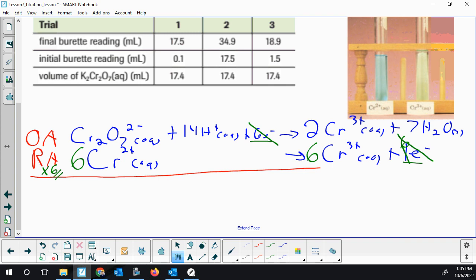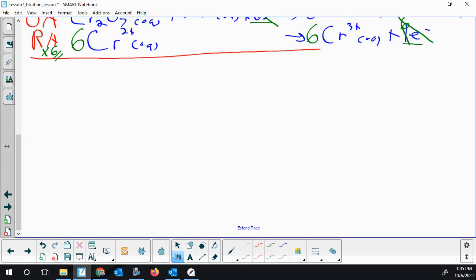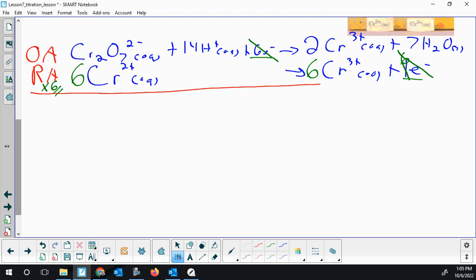So now I can write our reaction that we're going to do our redox titration and our stoich with. So chromium 2, Cr2O7 2-, aqueous, plus 14H+.